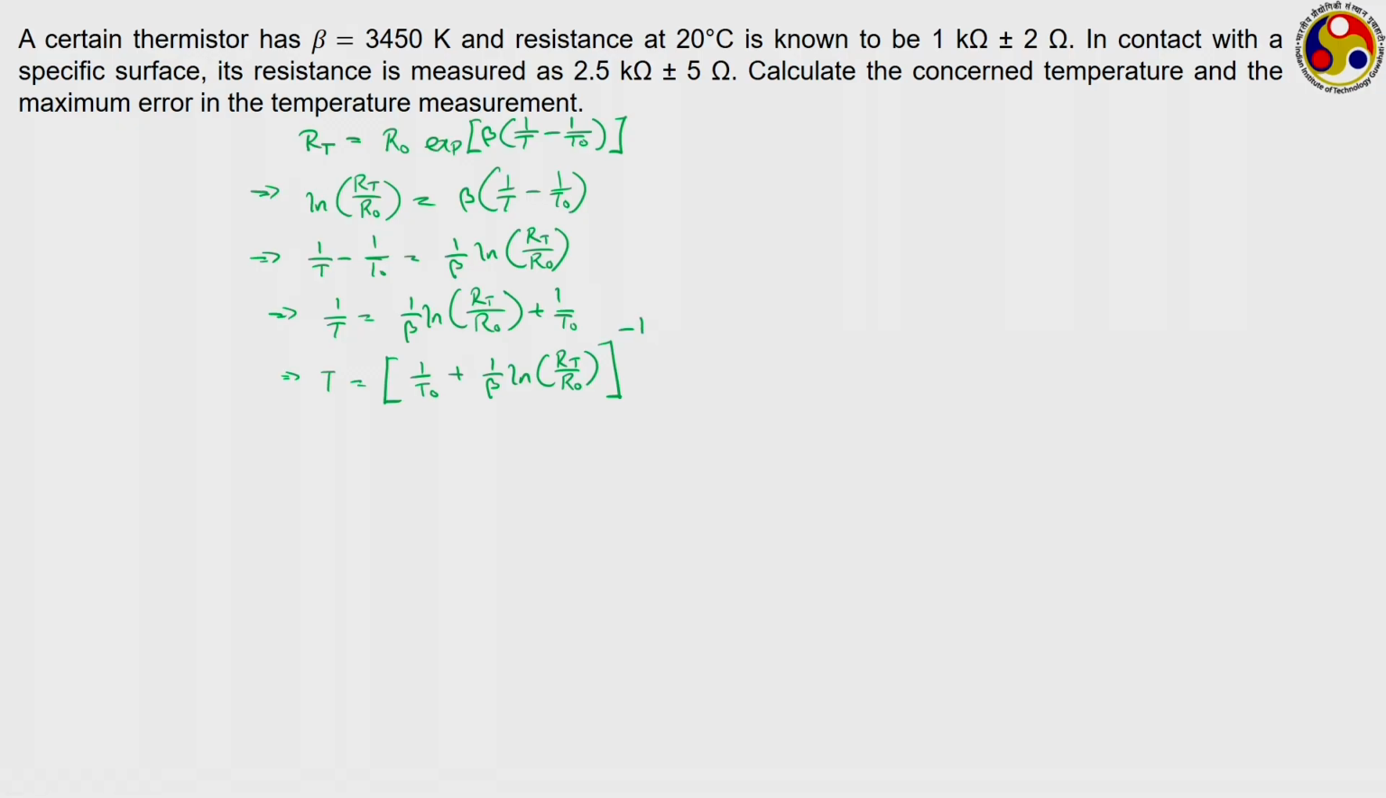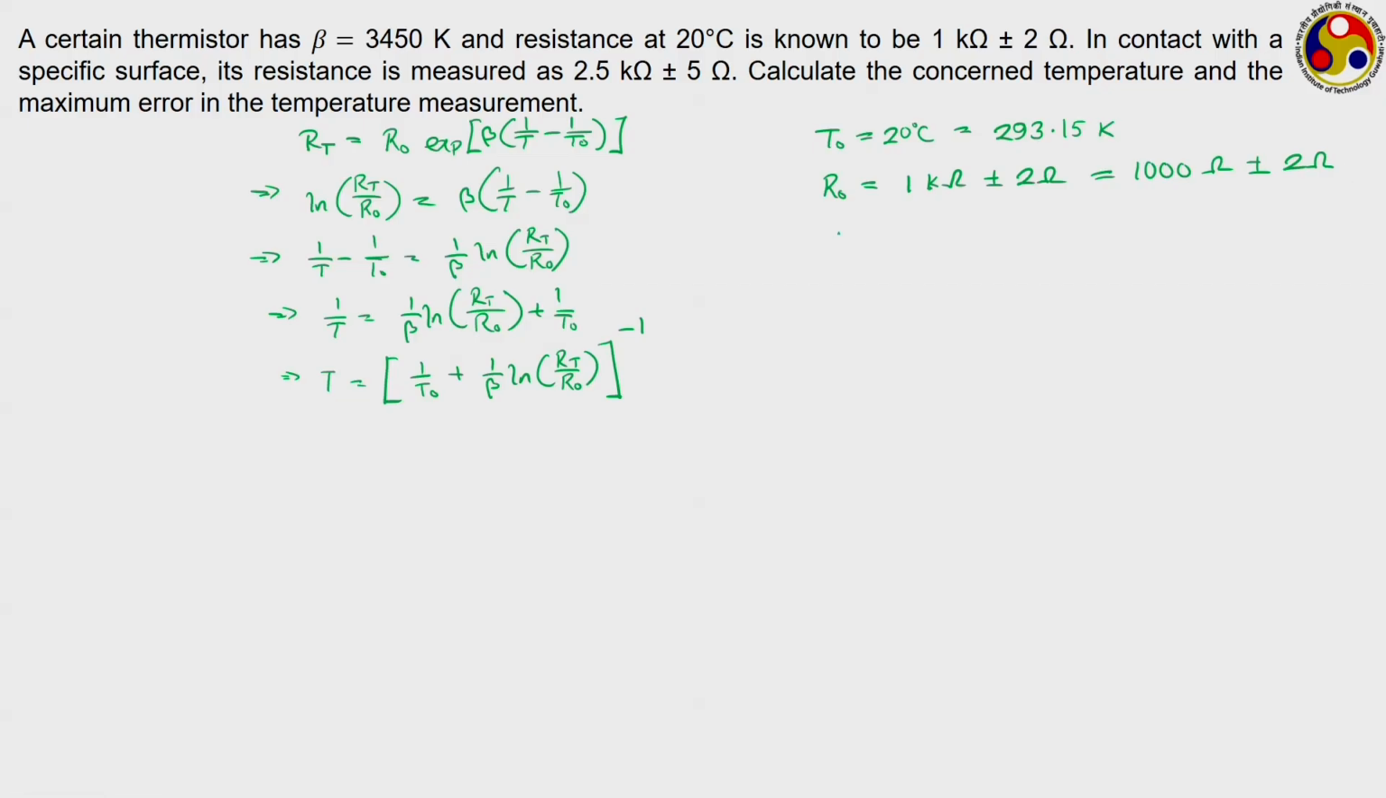We could have represented it in other ways also, but now look at the problem. Here it is given that your reference temperature T naught is 20 degrees Celsius, or in this problem it is better to convert this to SI units. So, it is 293.15 Kelvin. The corresponding reference resistance value is 1 kilo ohm plus minus 2 ohm, or 1000 ohm plus minus 2 ohm.